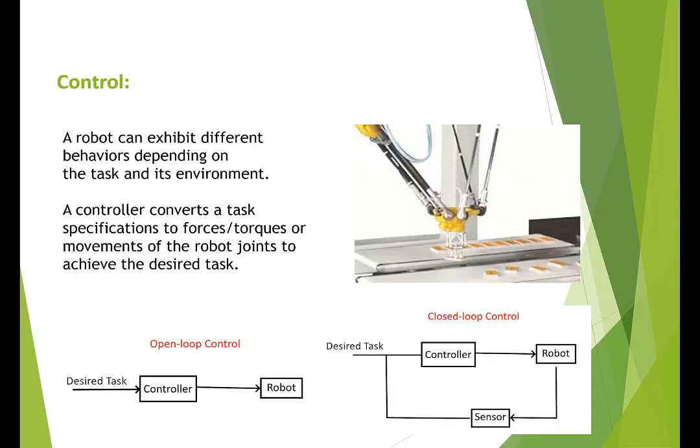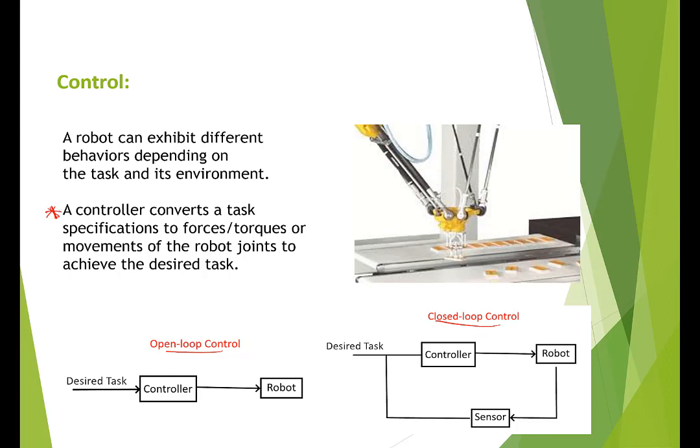And finally, we're going to talk about control. If we know how to model a robot, how to relate the forces and velocities of the robot end effector to its joints, how can we ask it to do a specific task? This is that decision-making component that we talked about. A controller basically converts a specific task into forces and torques or movements of the robot joints, meaningful parameters for a robot. And we have two different types of controllers, open loop and closed loop control.